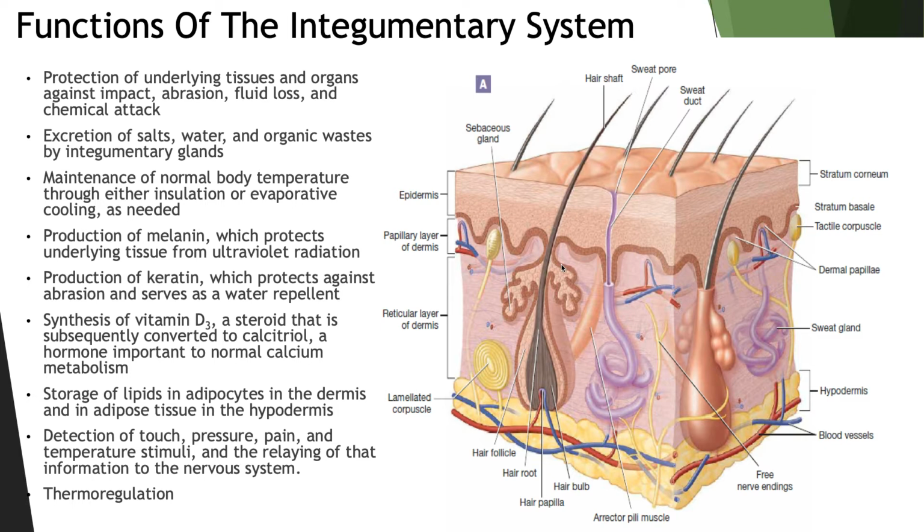You have the production of melanin, which helps with pigmentation, production of keratin, which protects against some abrasions. You have synthesis of some of the vitamins that we have, like vitamin D, storage of lipids, and then it has a sensory component as well in the detection of touch, pain, pressure, and temperature.